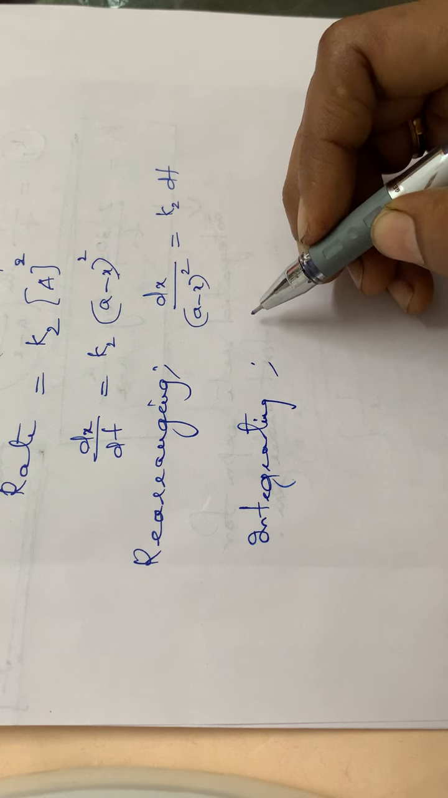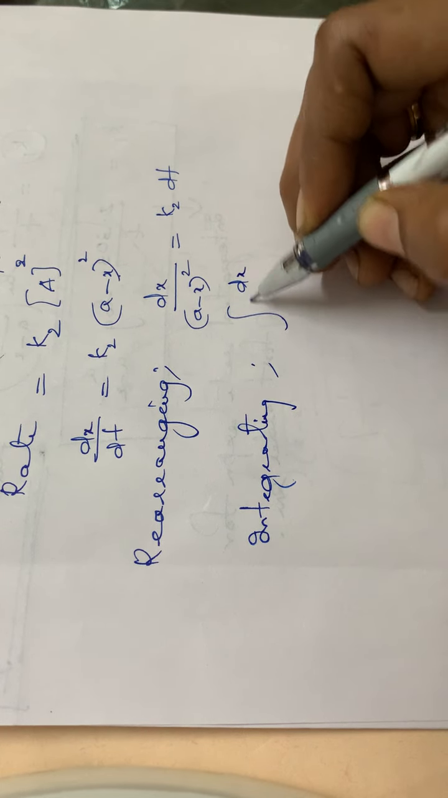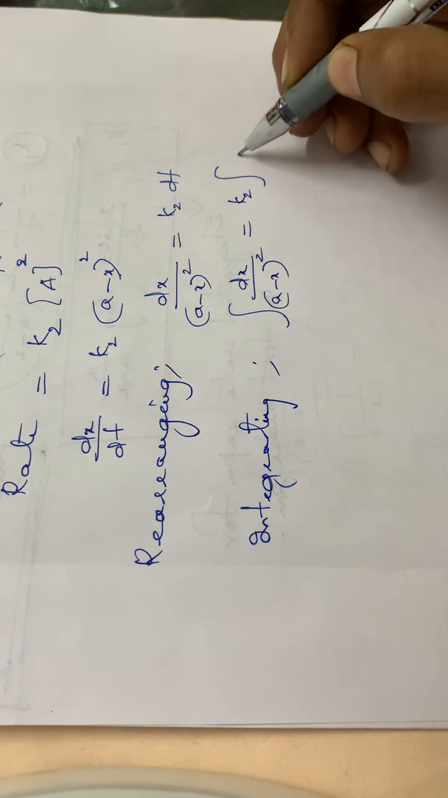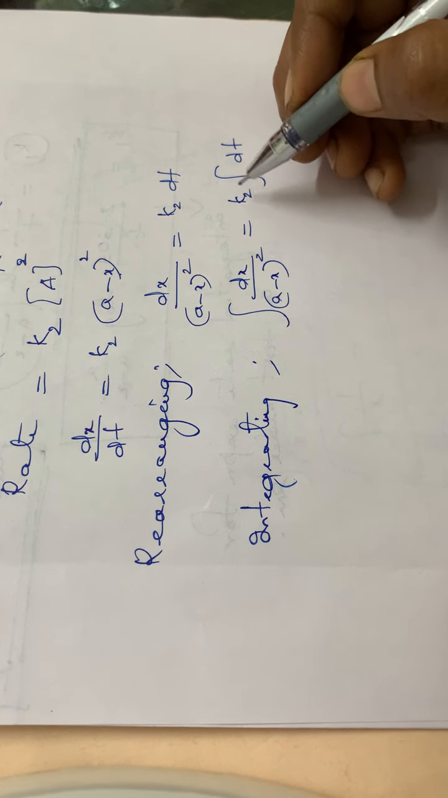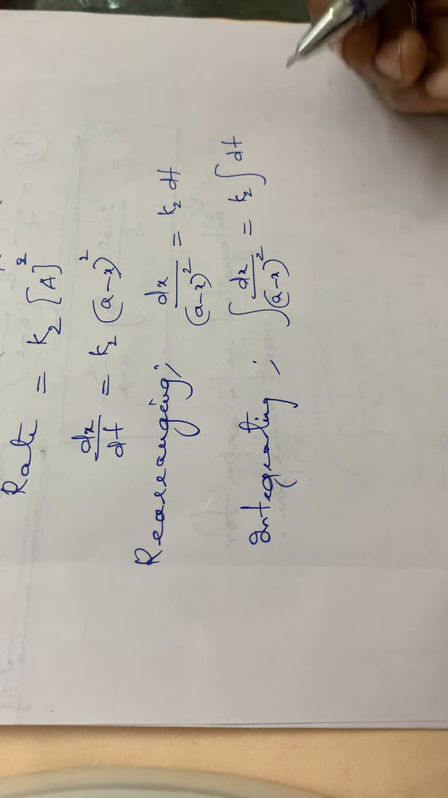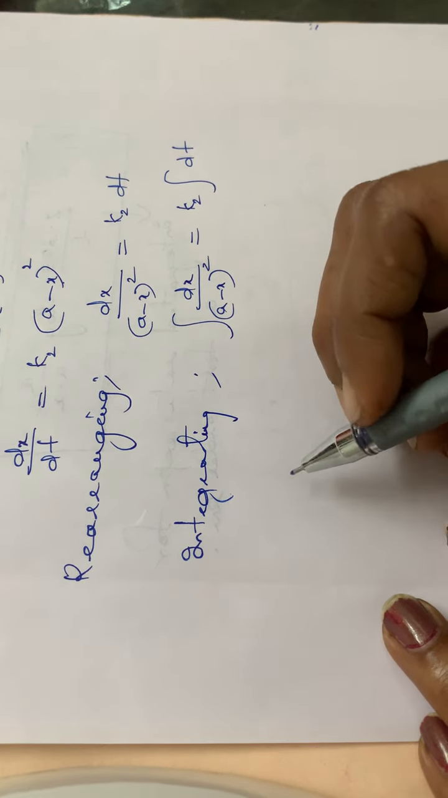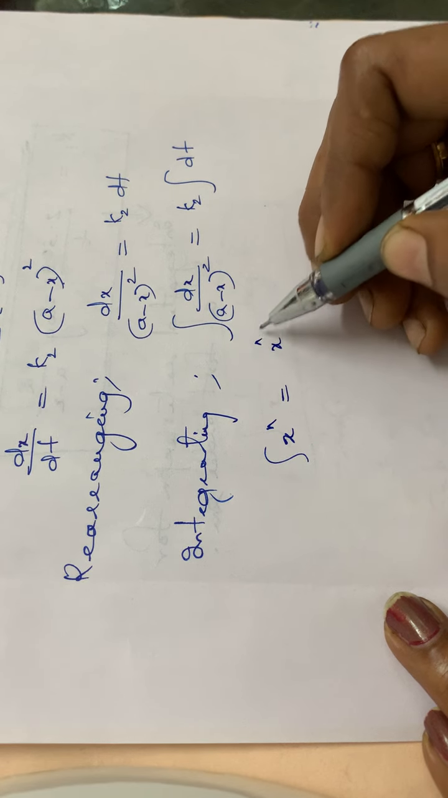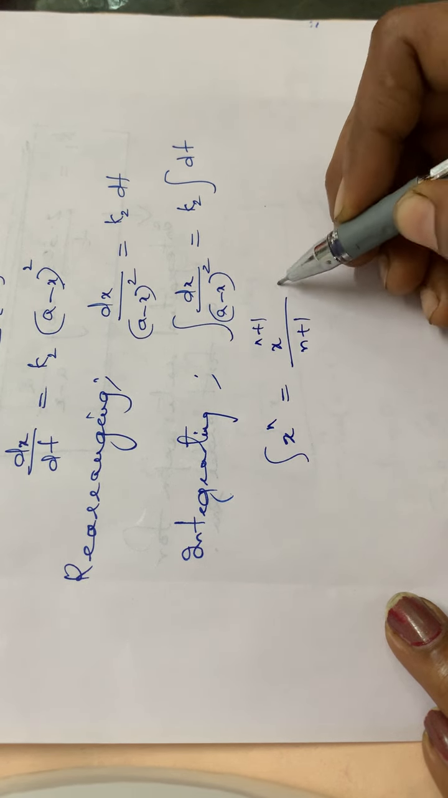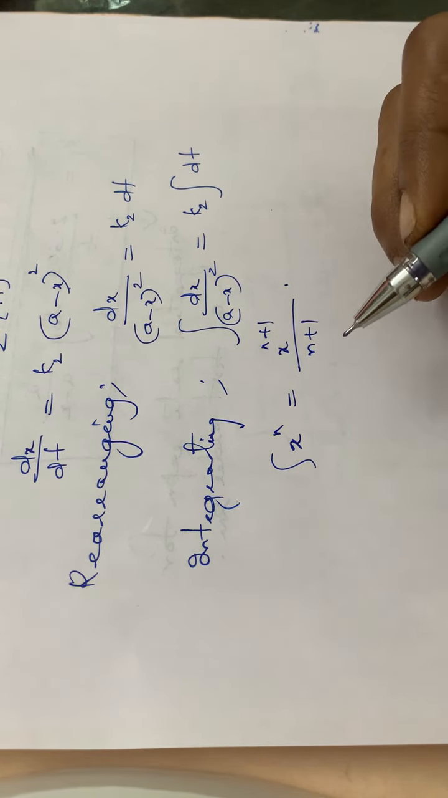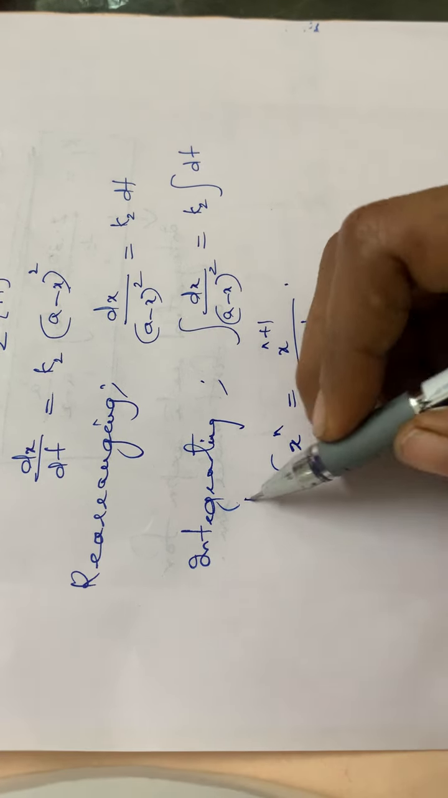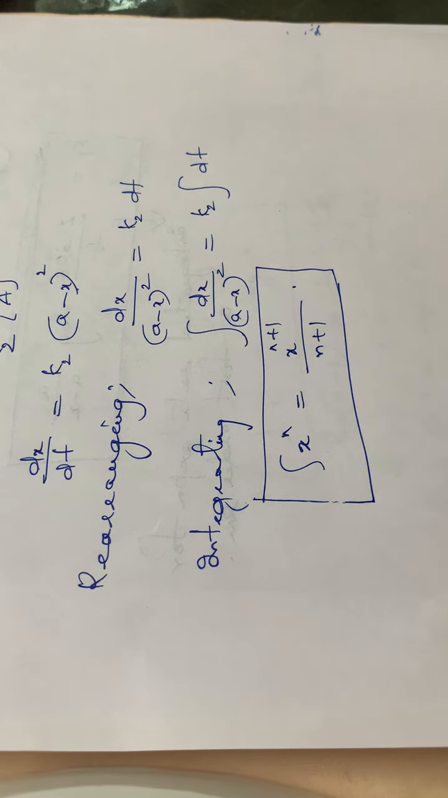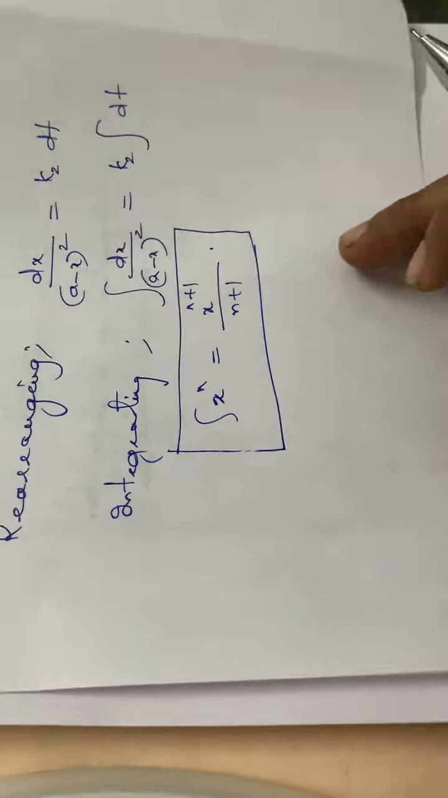Integrating this equation: integral of dx divided by (A minus X) the whole square is equal to K2 into integral of dt. Since K2 is a constant, we can take it outside. Then the next step is integration. Here, integral of x raised to n is equal to x raised to n plus 1 divided by n plus 1. So you have to apply this formula here.